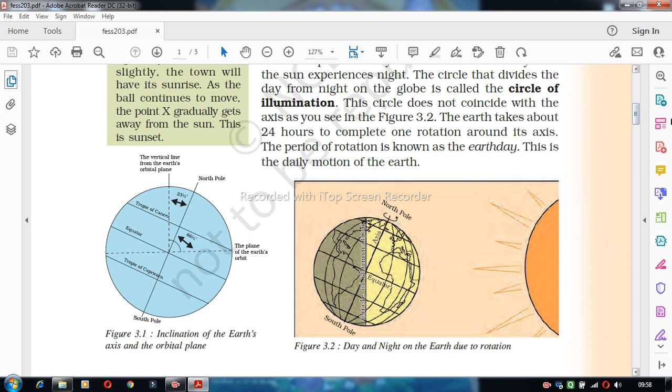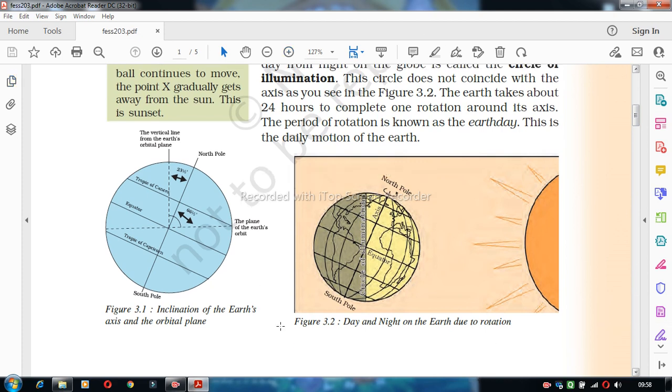The Earth takes about 24 hours to complete one round on its axis. The period of rotation of the Earth is known as the Earth day. This is the daily motion of the Earth.